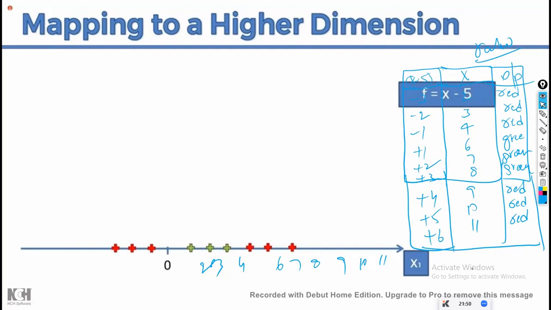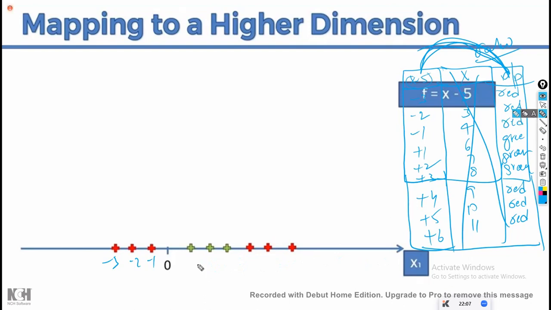It is separated. Now, if you are making a plot between this one versus this one, forget about the original data. You are making a plot between X minus 5 and the output: minus 3, minus 2, minus 1 in red color, and next plus 1, plus 2, plus 3 in green, then plus 4, plus 5, plus 6 in red. Is that satisfied? Now, the original data was not there. Now, X minus 5 versus output. Is that clear up to here?